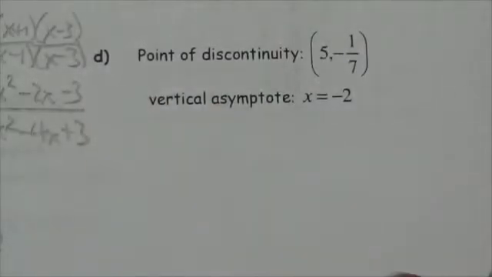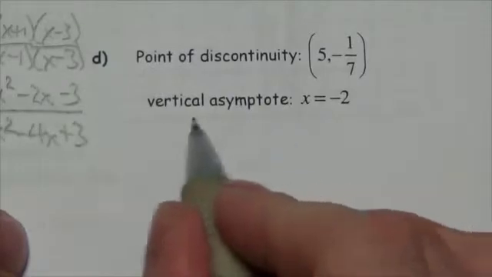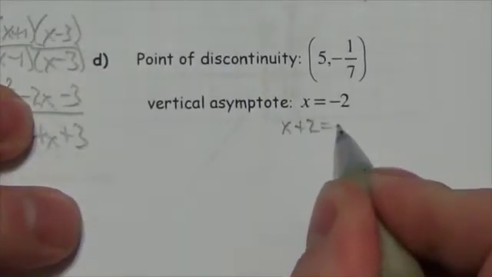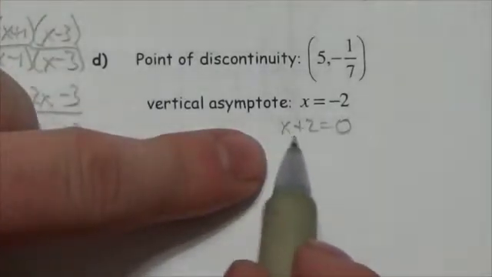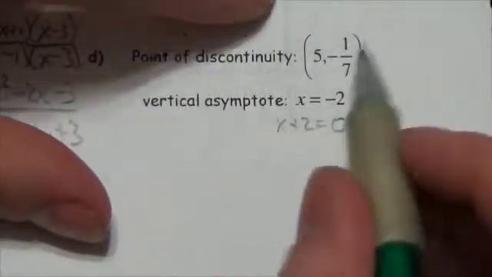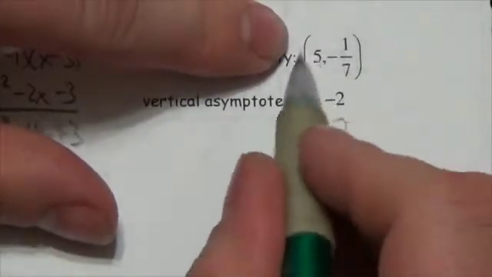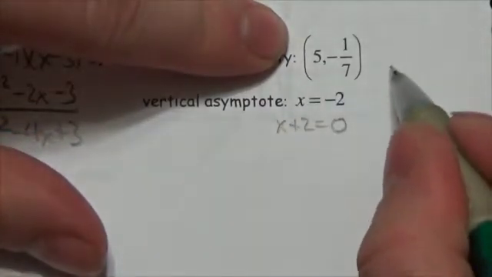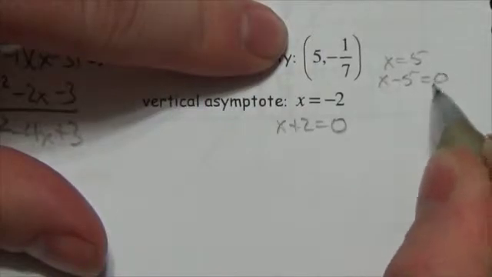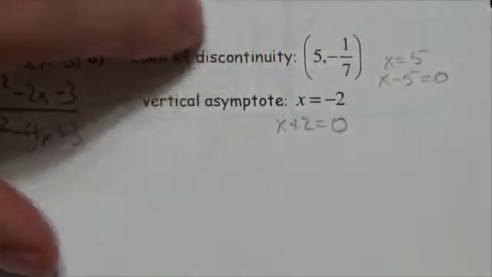All right, this question here doesn't give us quite a lot to work with, but should be enough. So vertical asymptote at x equals negative 2. Now this means that has to show up in the denominator. Additionally, we've got this point discontinuity at 5 comma negative 1/7. Now that x equals 5 means that x minus 5 equal to 0 has to show up in the numerator and the denominator.